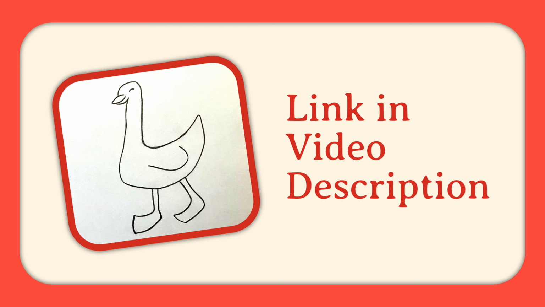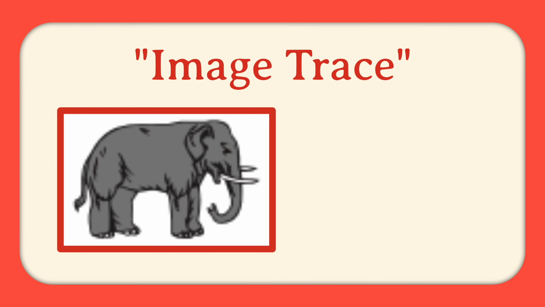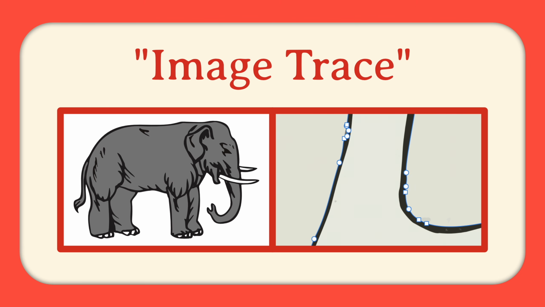Affinity recently added a feature called Image Trace, which allows you to turn images into vectors. While this is a really cool feature, it doesn't work very well with sketches. It tends to add way too many nodes, making it difficult to edit those nodes. So I still prefer to use the pen tool to create really clean lines on my sketches.